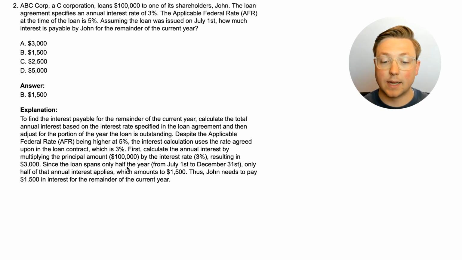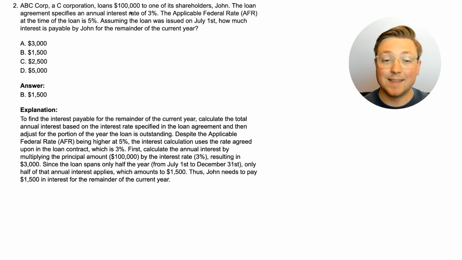Since the loan spans only half the year from July 1st to December 31st, only half of that annual interest applies, which amounts to $1,500. Thus, John needs to pay $1,500 in interest for the remainder of the current year. Now, this is how much he actually paid. This is the interest payable. The interest payable is based off of the annual interest rate stated in the loan.